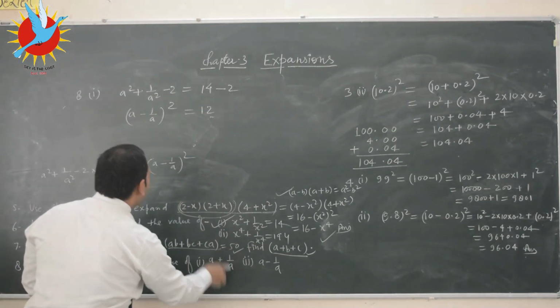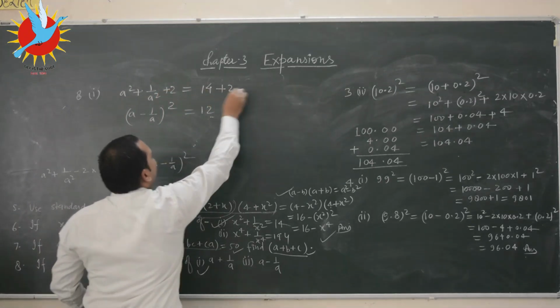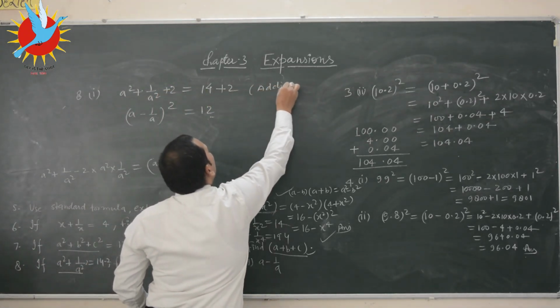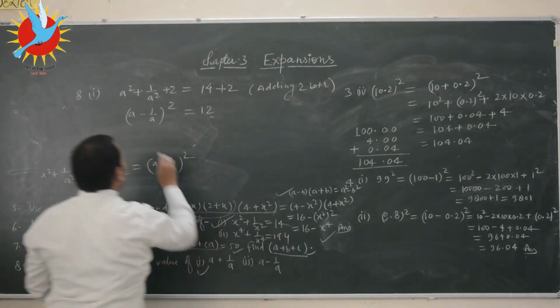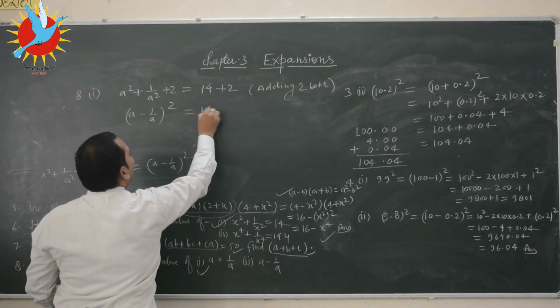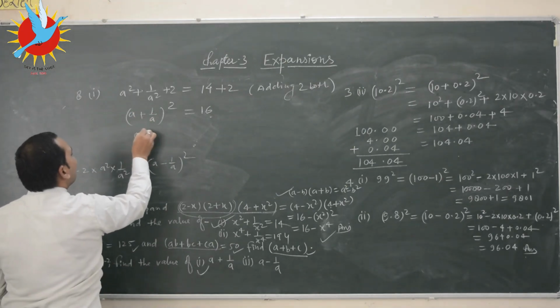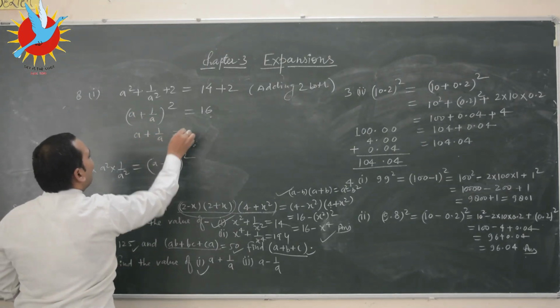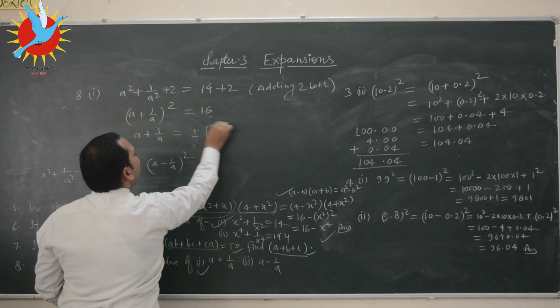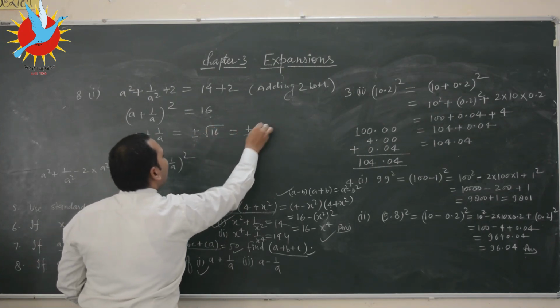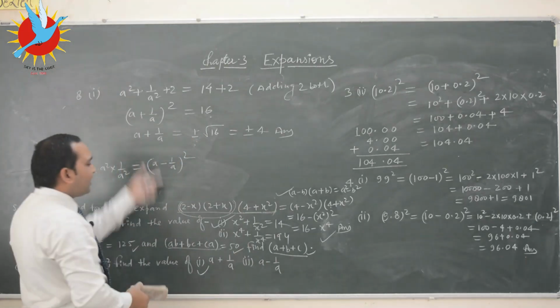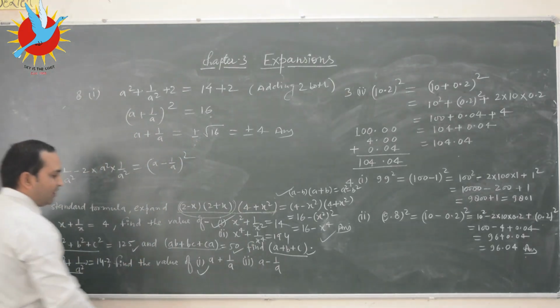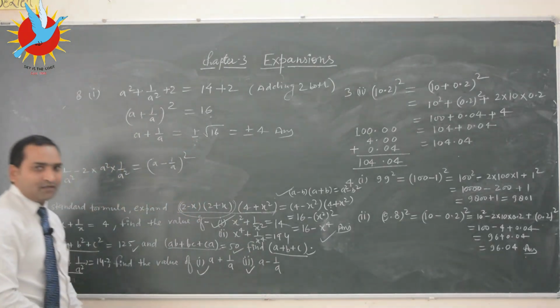We find the value of the plus one: adding 2 to both sides. So here we add 2, so it will be 16. So a plus 1 upon a is equal to square root of 16, which is equal to plus minus 4. So this is the answer. Similarly, we subtract 2 from both sides and we get the second one. Thank you.